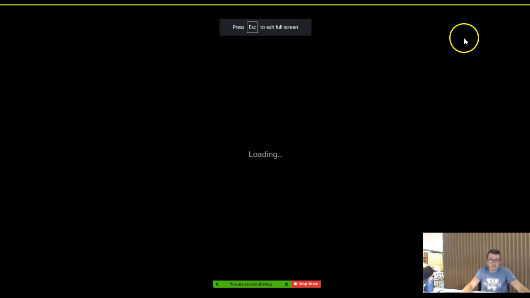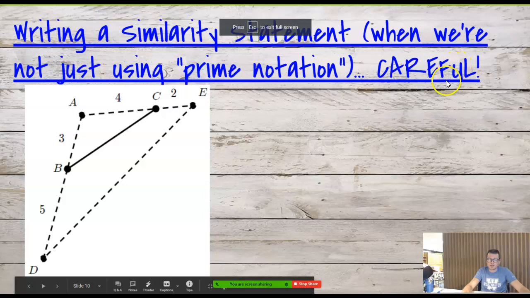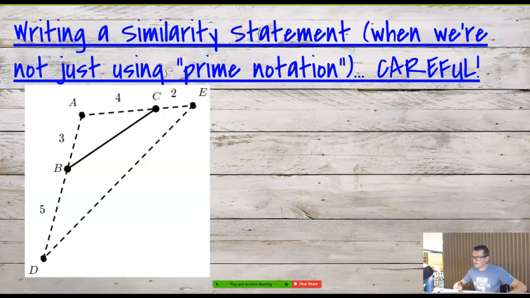So it's not as easy as saying ABC similar to A prime, B prime, C prime, right? That'd be too easy. Notice that I have "careful" in all capital letters up there.